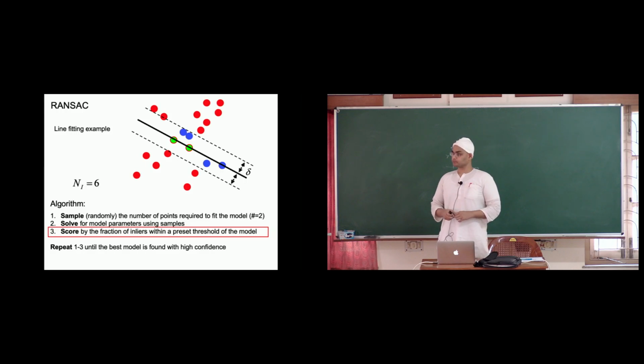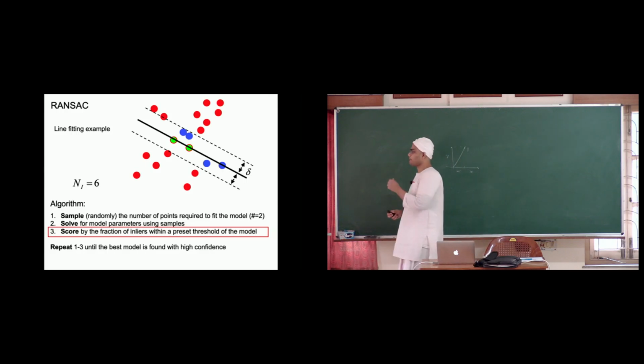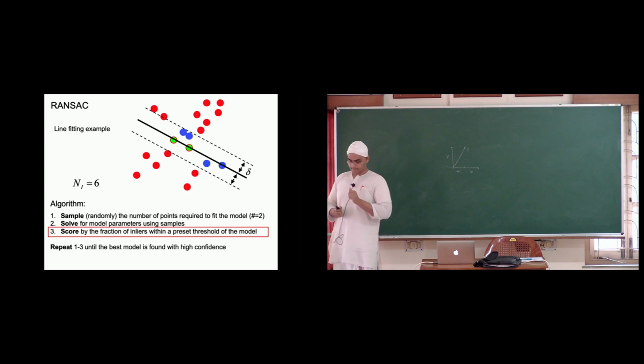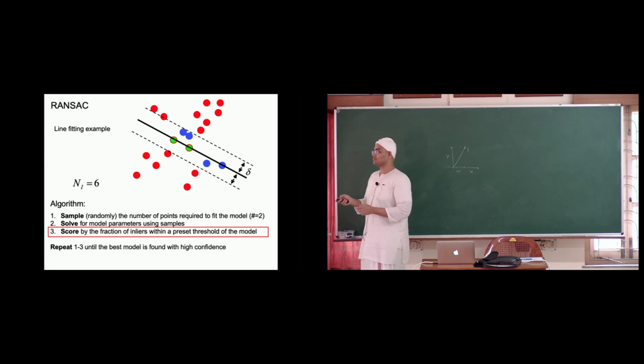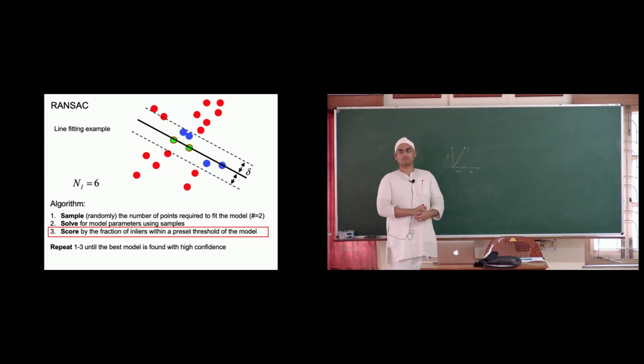It may happen that we are not getting even close to the best fit. Right, exactly, but that is only one sample. So now you have to repeat 1, 2, 3 until the best model is found with high confidence. So the last line is important. We are going to see that.